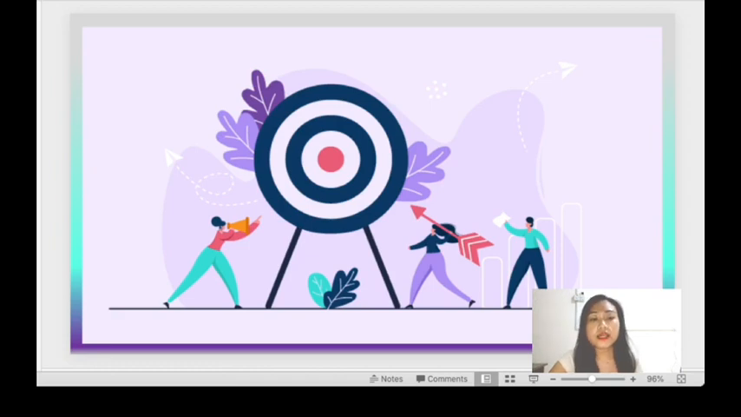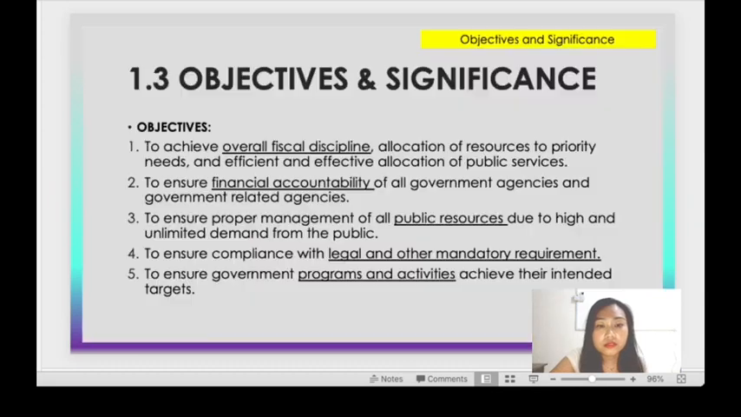Okay, class. What can you see from the picture? It's a dart. Do you want to play dart right now? Of course not, right? Because we are in the middle of a lesson. So actually this picture represents a target. Target means something that we want to achieve. What is similar to target or something that we want to achieve? It's the objective, right? So here we are going to discuss the objectives and the significance of PFA.